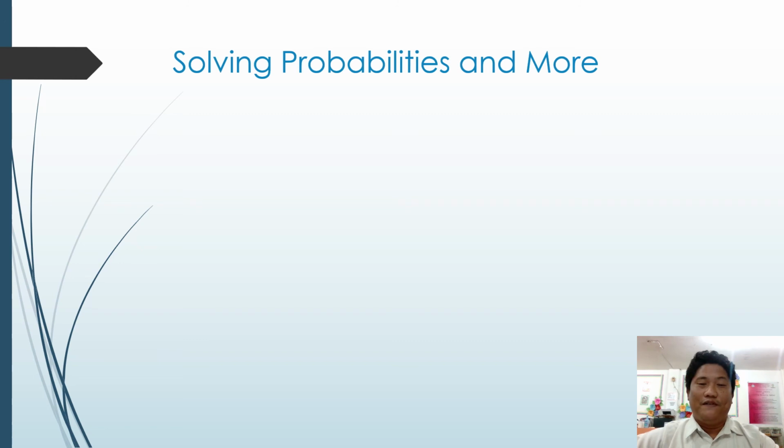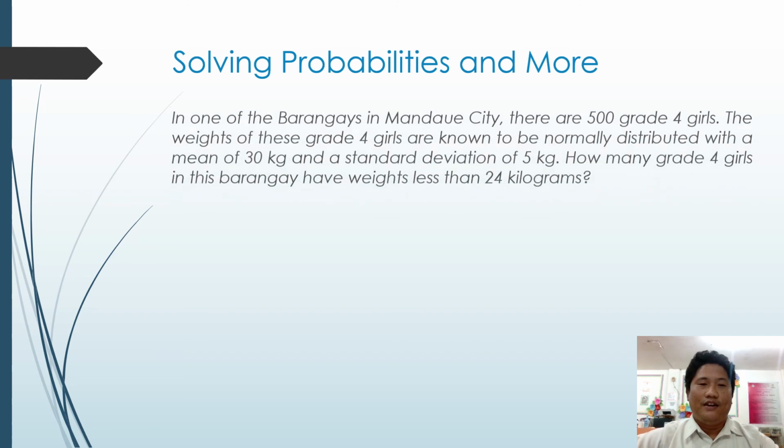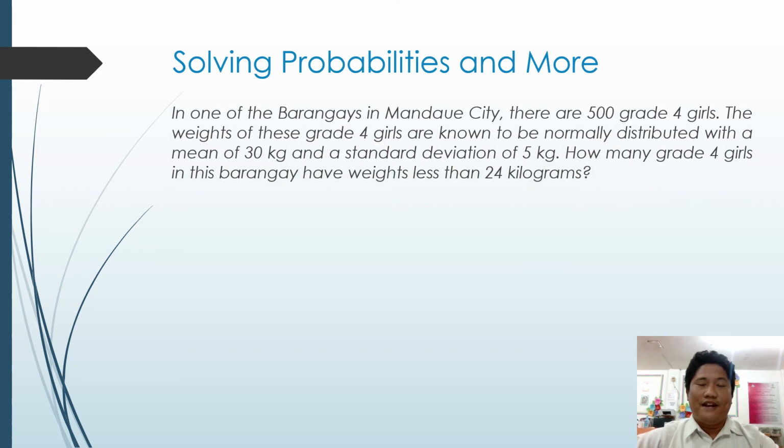Another problem in solving probabilities and more. In one of the barangays in Mandawi City, there are 500 grade 4 girls. The weights of these grade 4 girls are known to be normally distributed with a mean of 30 kilograms and a standard deviation of 5 kilograms. Question: how many grade 4 girls in this barangay have weights less than 24 kilograms?